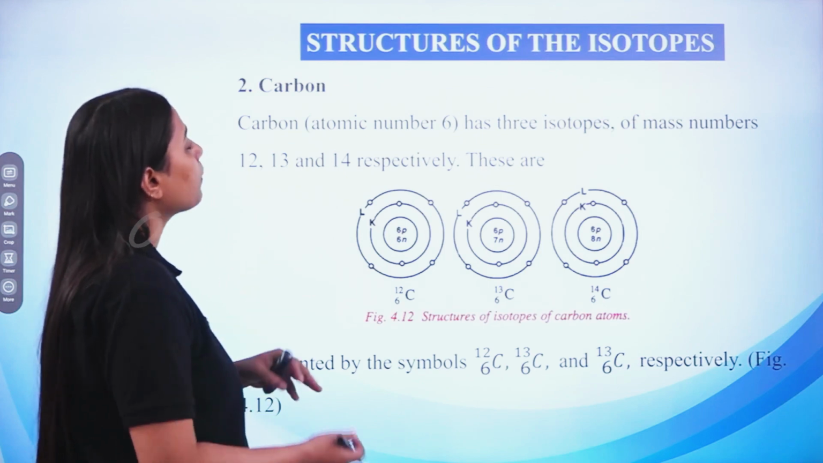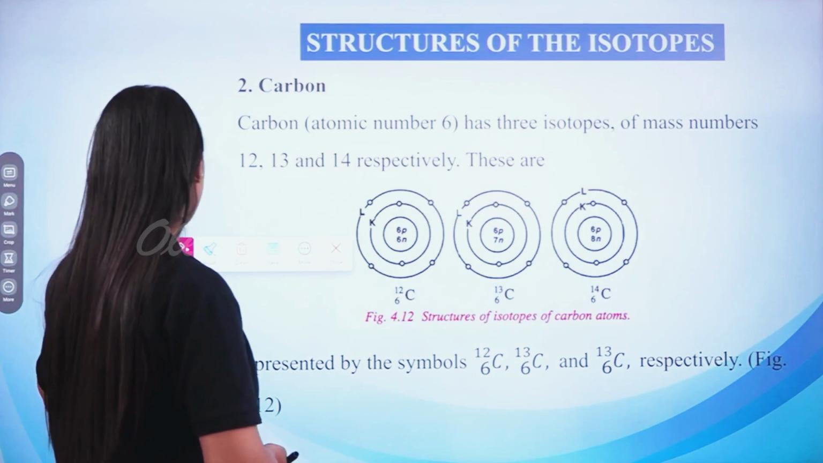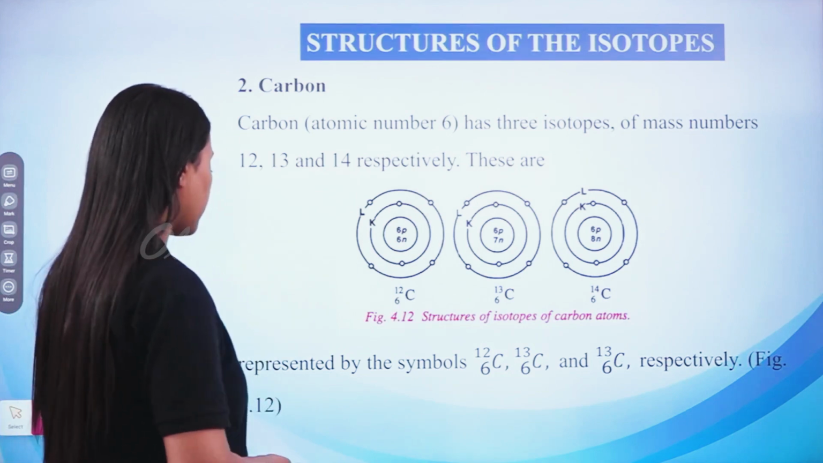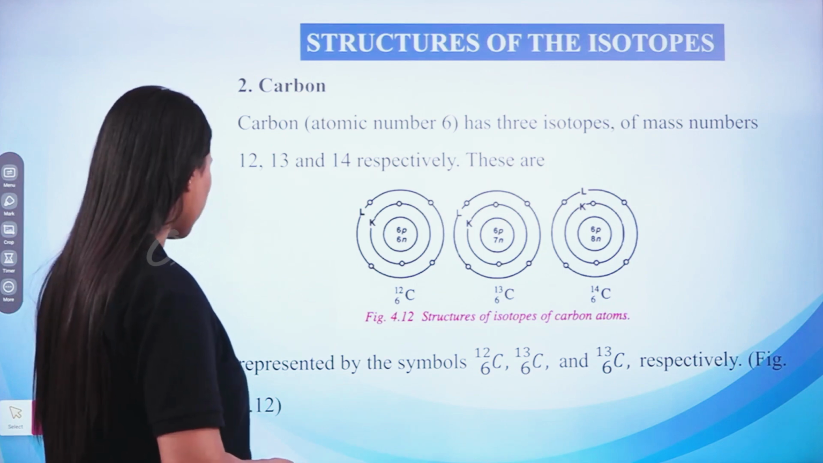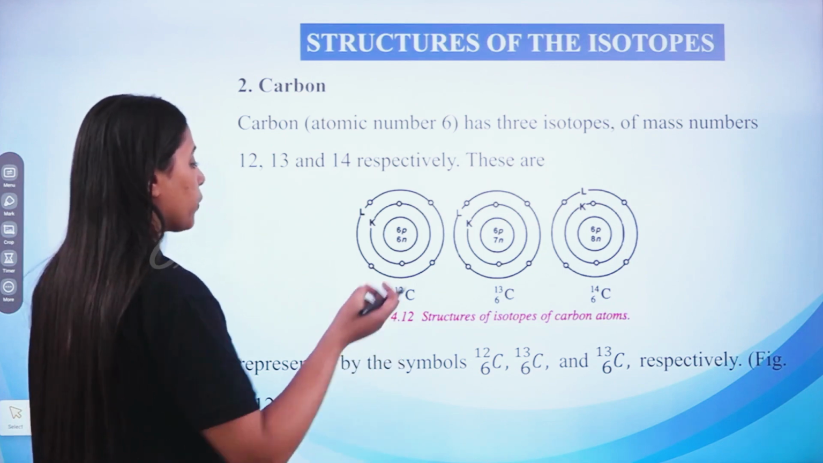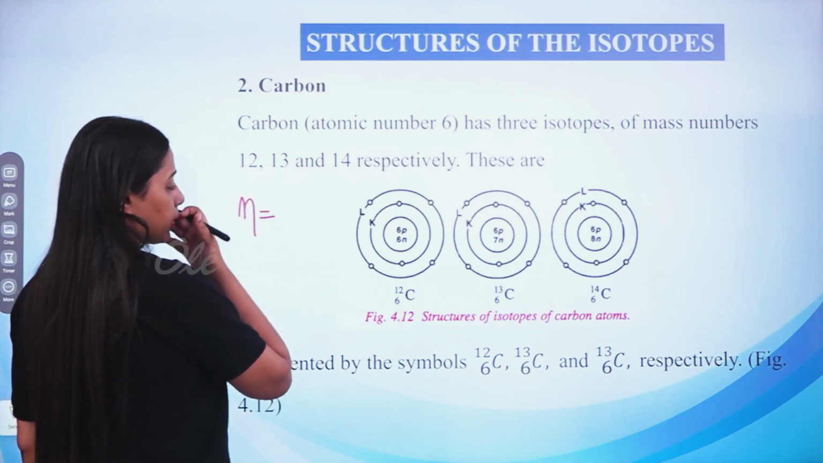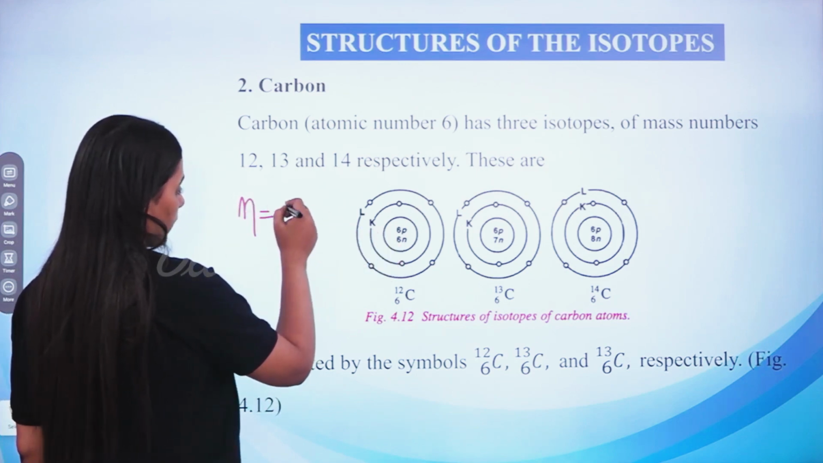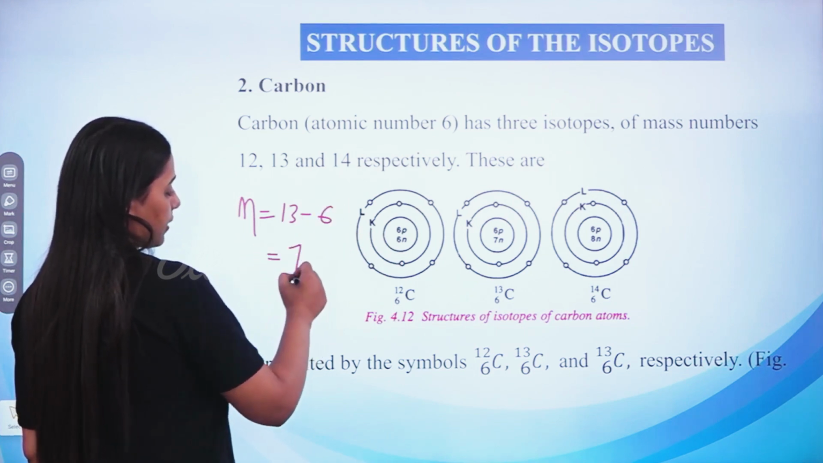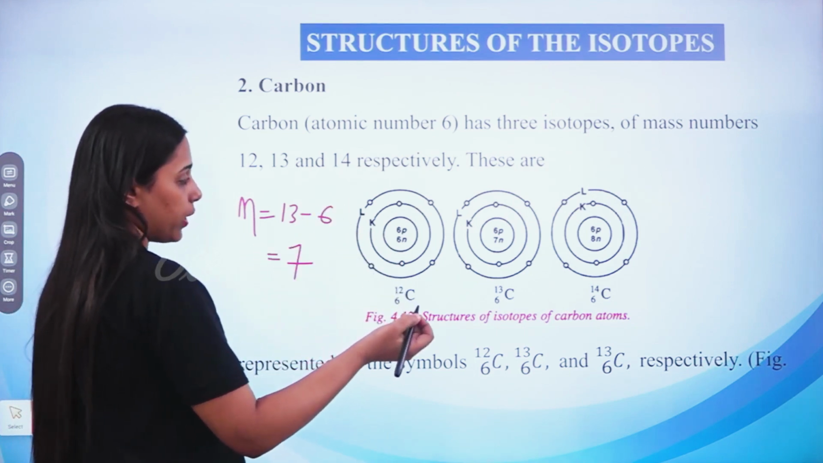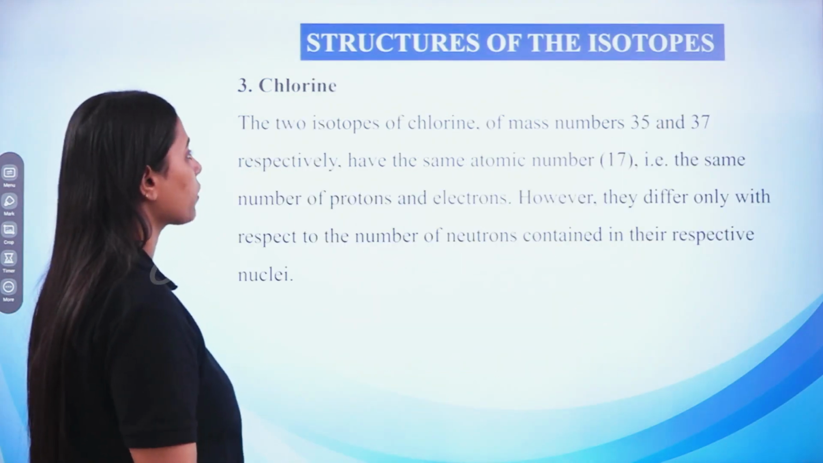Then carbon, with atomic number 6, has 3 isotopes, with masses 12, 13 and 14, right? They are represented by these symbols. So you can easily calculate now for any one. Let's calculate for 13. We know that the mass of the 13 isotope is 13, right? And it has 6 protons. So it has 7 neutrons. That's how you calculate for any isotope, if you know the mass number and the number of protons.